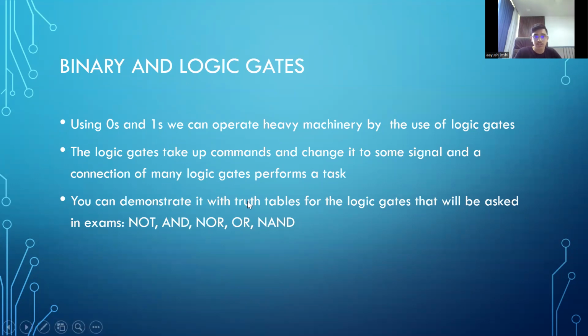You can demonstrate it with truth tables for logic gates, and this will be asked of you in the exams. These logic gates are NOT, AND, NOR, OR, and NAND. These are all you need to remember, these five logic gates. And the truth tables for them are very simple. For NOR and NAND, you basically just combine the NOT and OR functions.